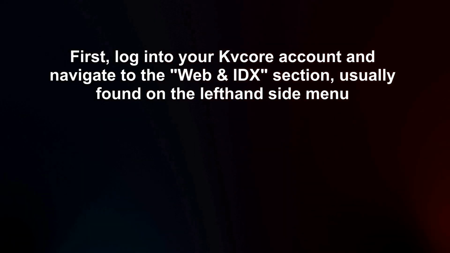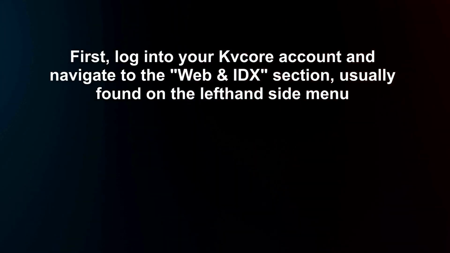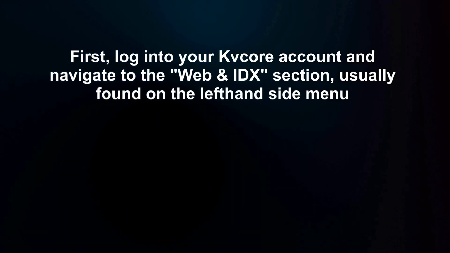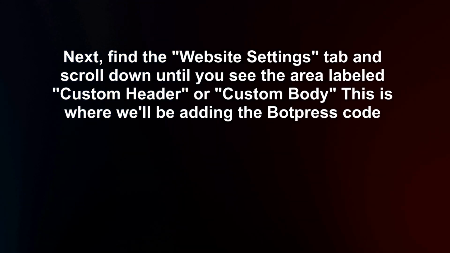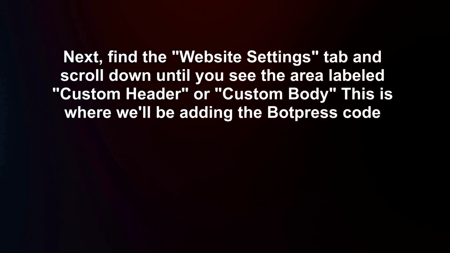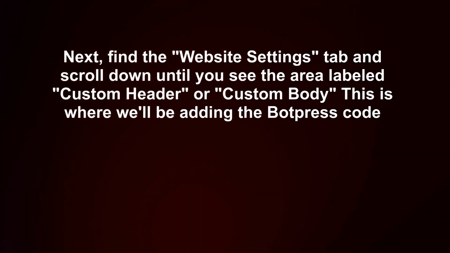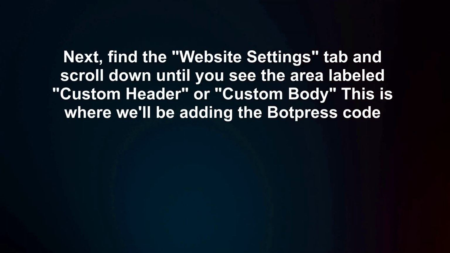First, log into your Kvcore account and navigate to the Web and IDX section, usually found on the left-hand side menu. Next, find the Website Settings tab and scroll down until you see the area labeled Custom Header or Custom Body. This is where we'll be adding the Botpress code.